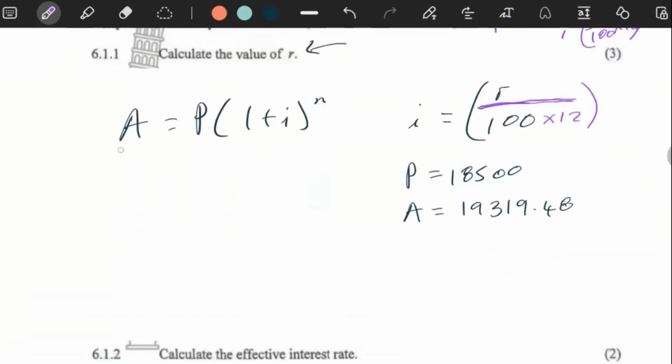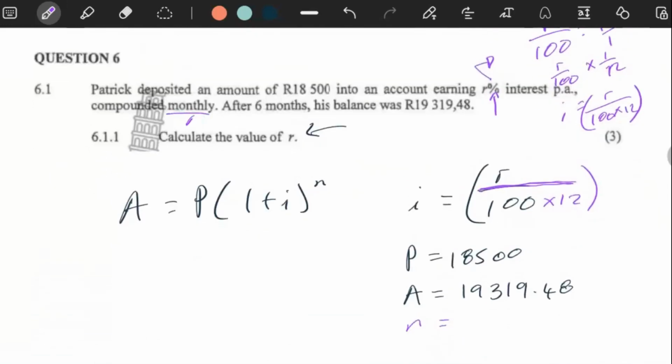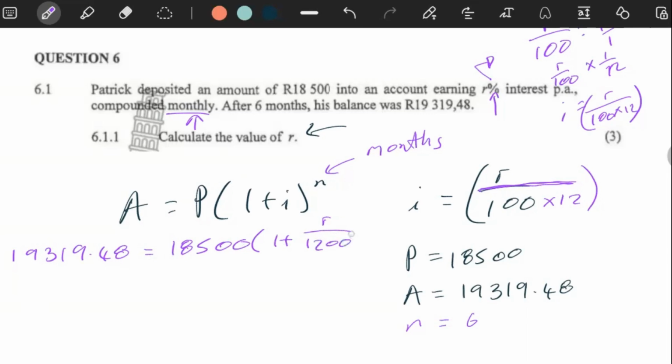All this being said, in our formula, we need to work out i. Our value of n, this is where you need to be careful. As long as it's compounded monthly, it means that the value of n is months, you see. So the value of n here is going to be 6. All this into the calculator, we have 19,319.48. This is equal to 18,500 times 1 plus, we say here, r over 100 times 12 as the denominator, all this to the power of 6.